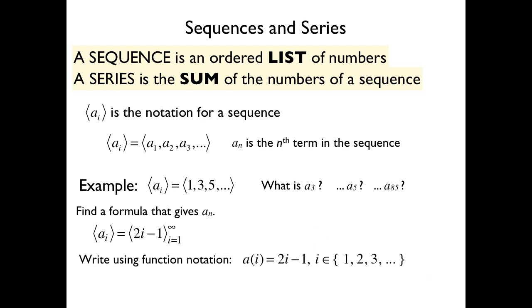Okay, we can also use function notation. A of i, right? Not a sub i. A of i is 2i minus 1, so that's what you're used to with functions. But then we have to specify that i is only the counting numbers. It's not all real numbers like we've thought of functions before.